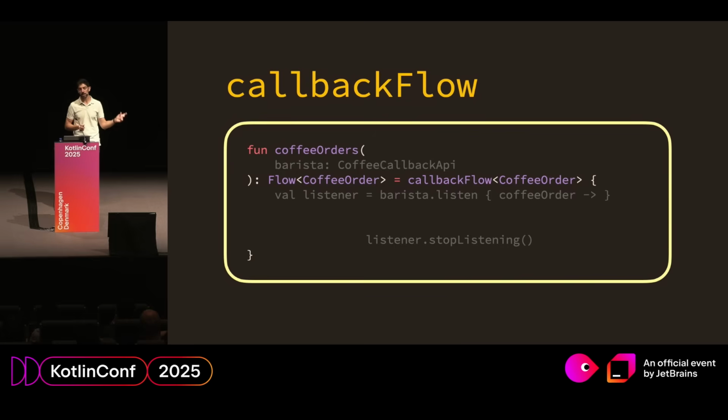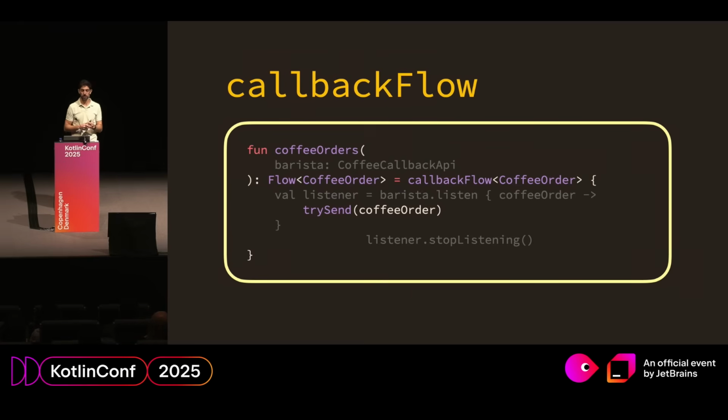Inside it, we are going to call listen, and then every time that the barista prepares a coffee, what we can do is call trySend. This is a function we can use in the callbackFlow context. This emits an item into the flow from a non-coroutine, non-suspend function, right? Because the callback is not a suspend function.